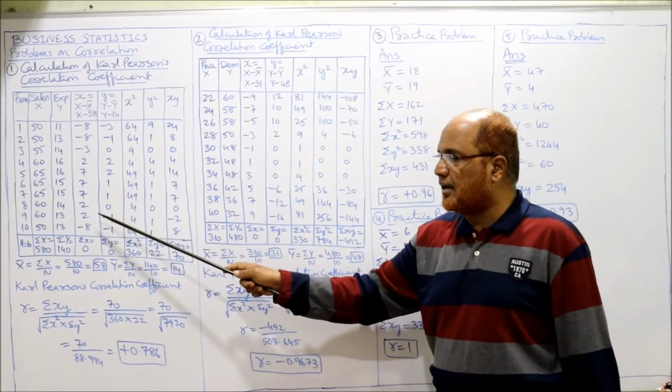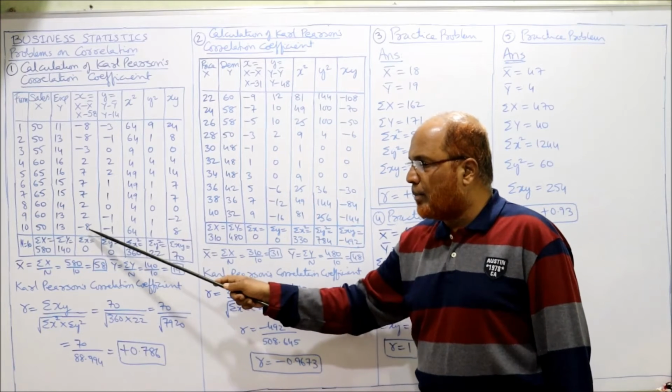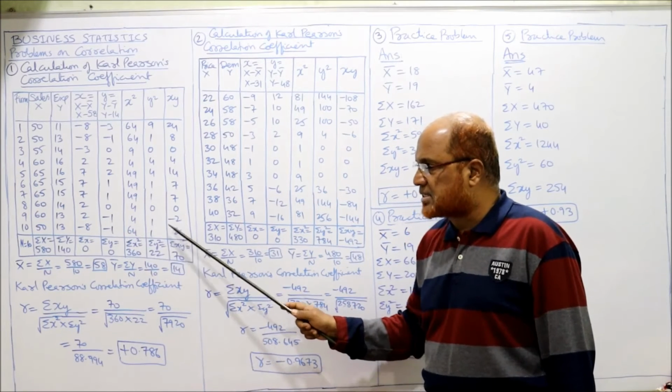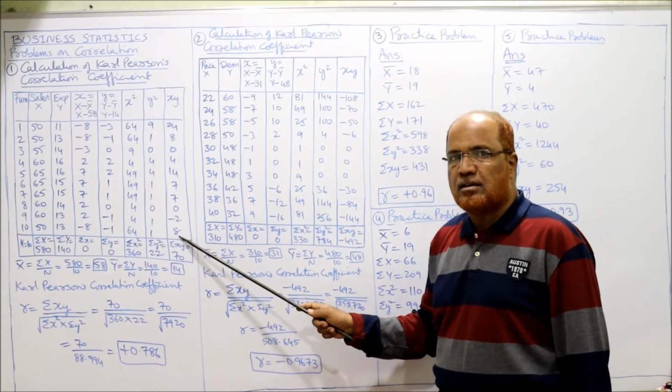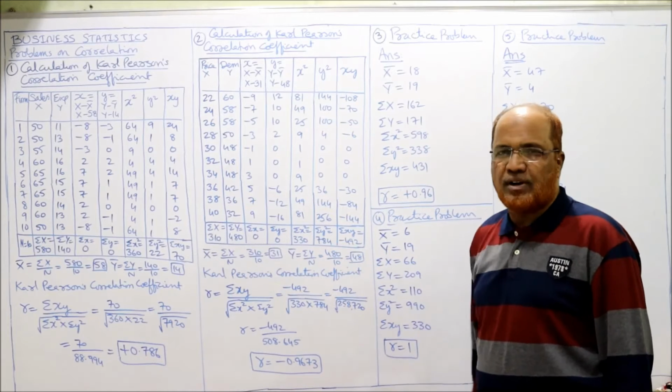Careful रहिए साइन के लिए. ये plus into minus will become minus. And minus into minus will become plus. 8 1s are 8. Now if you take the total of these x, y, you will get 70.